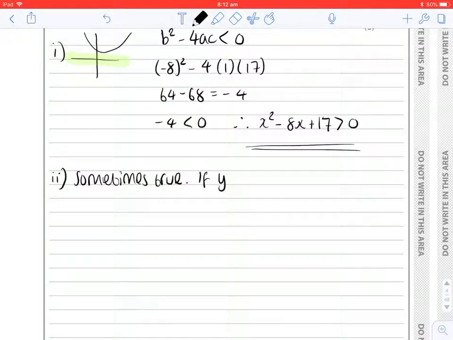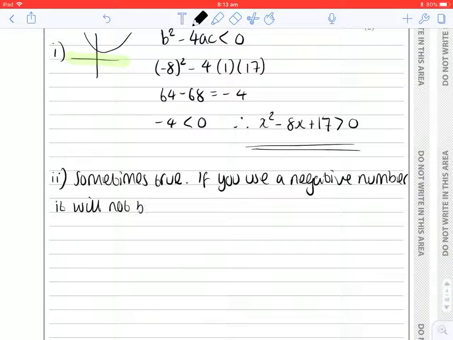If you use a negative number, it will not be true. If you use a positive number, it will be true.